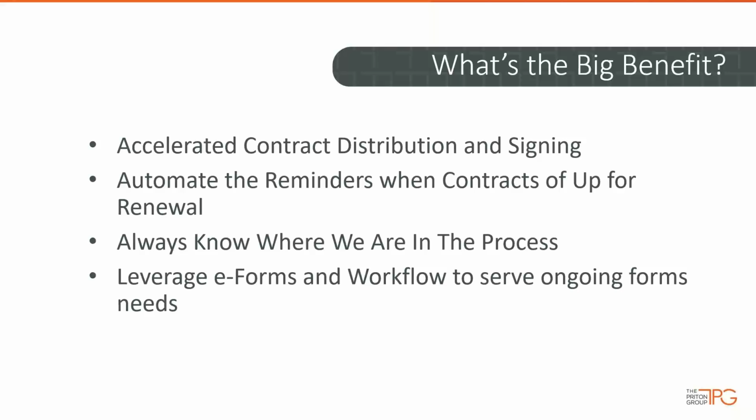We can automate now the reminders when contracts are up for renewal, or reminders when the contracts are out for signature. And so this automated process will prevent things from falling between the cracks. We always know where everything is in the process because of the way that workflow, both FileBound's workflow and the digital signing system, will follow as well. And so we always know where the document is at all times, and that's important too, so things don't get lost in the cracks.